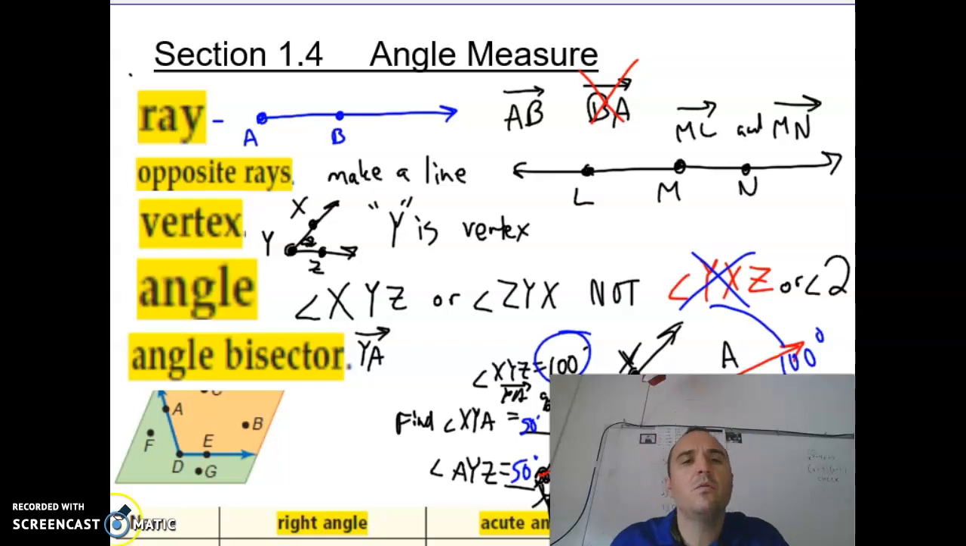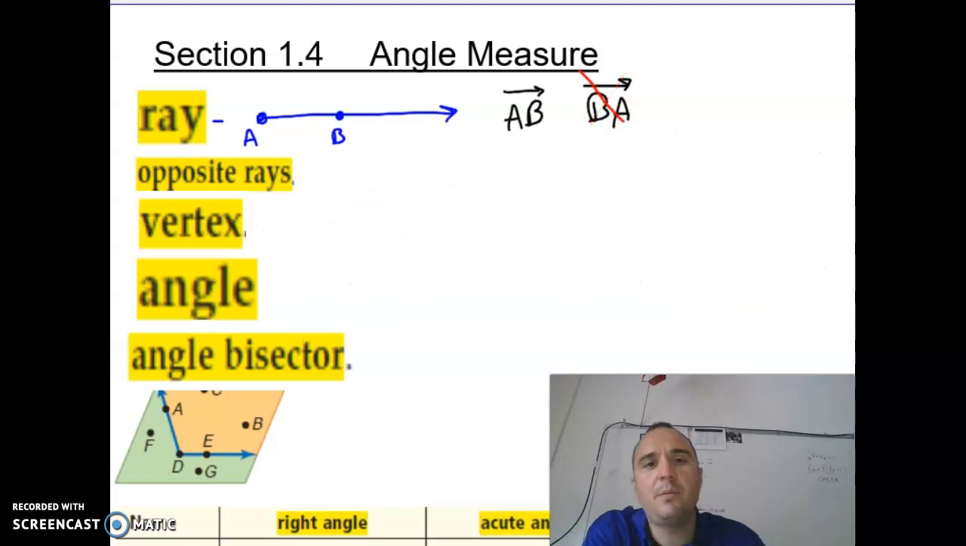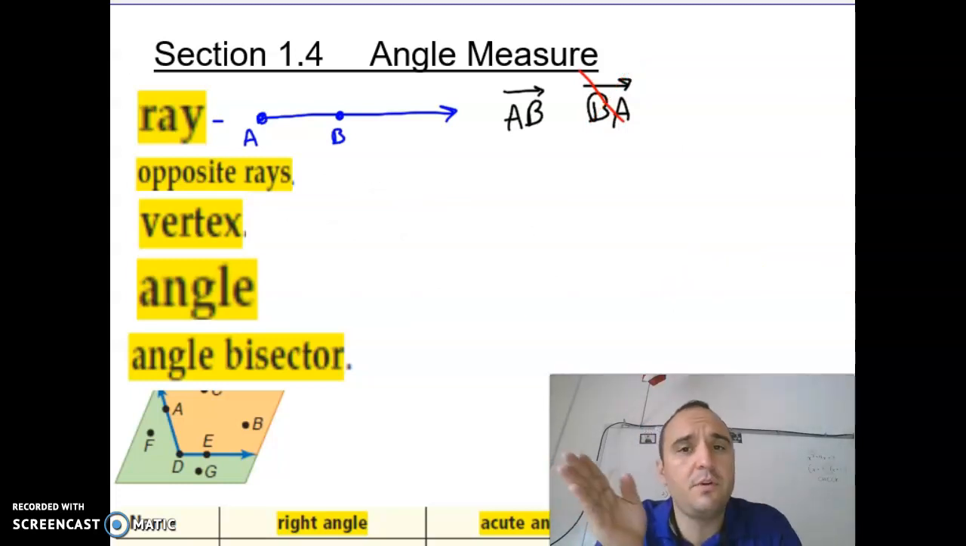Hello. We're going to go over angle measures and the new terminology that we have to learn for angle measures. Angle measures kind of starts all the way back at the ray. A ray, first thing I want you to remember, a ray has an endpoint and it goes on forever.